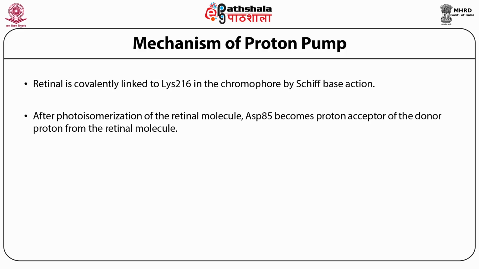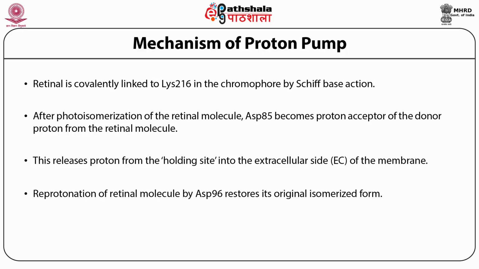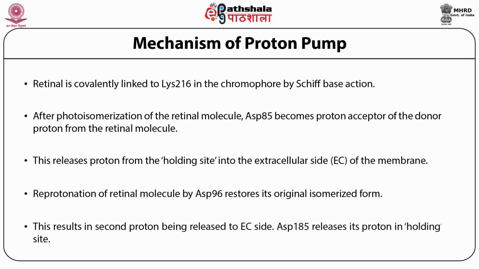After photoisomerization of the retinal molecule, ASP85 becomes the proton acceptor of the donor proton from the retinal molecule. This releases a proton from the binding site into the extracellular side, EC, of the membrane. Reprotonation of the retinal molecule by ASP96 restores its original isomerized form, and this results in a second proton being released to the extracellular side. ASP185 releases its proton in the binding site.